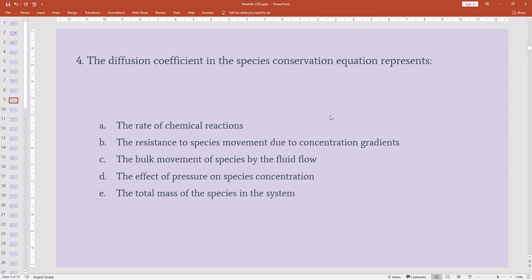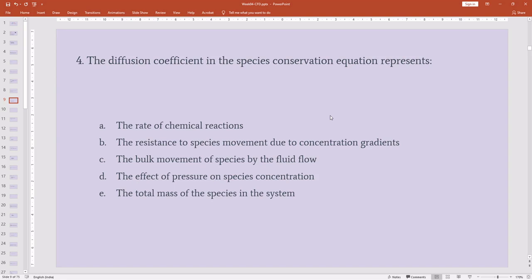Next question. The diffusion coefficient in the species conservation equation represents what? Option A, the rate of chemical reaction. Option B, the resistance to species movement due to concentration gradient. Option C, the bulk movement of species by fluid flow. Option D, the effect of pressure on species concentration. Option E, the total mass of species in the system.